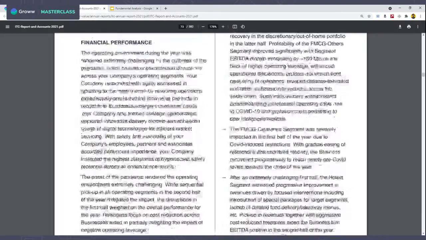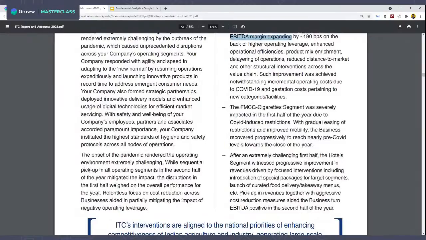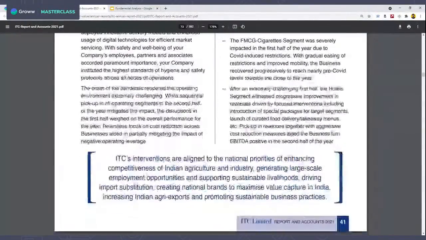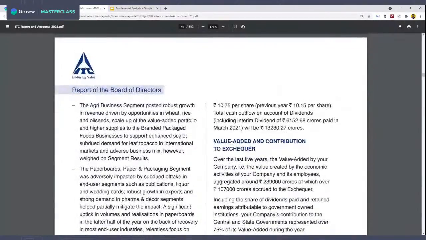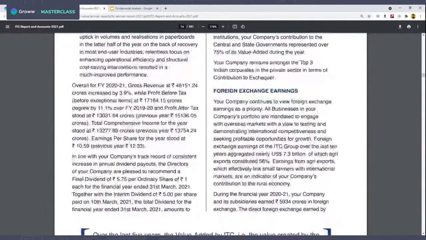Then they're also talking about how they want to expand their EBITDA margin, right? So they're focusing not only on the cigarette segment, but on other segments as well. And this gives you a basic understanding of what happens in ITC. This talks about the agricultural business segment that they have, what is happening there. The paper making segment that they have, it talks about that. And it gives you an overall scenario of what is happening in their stock price as well.